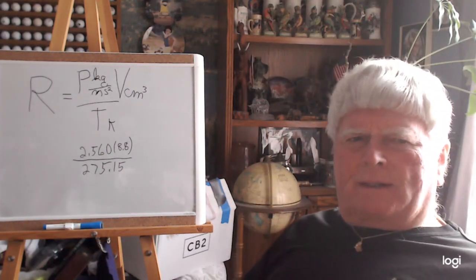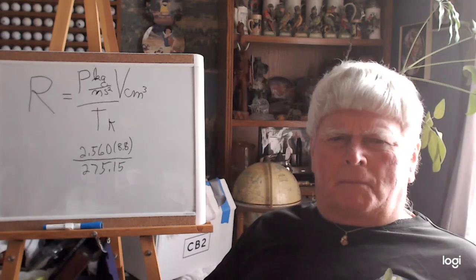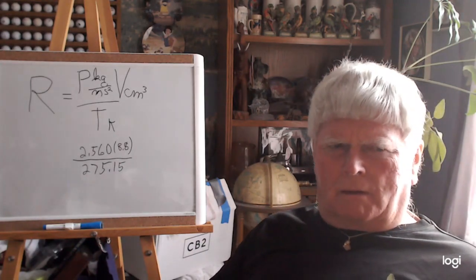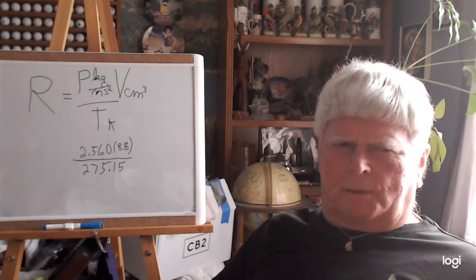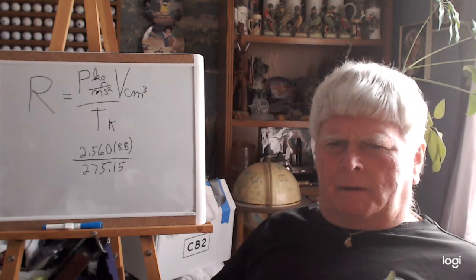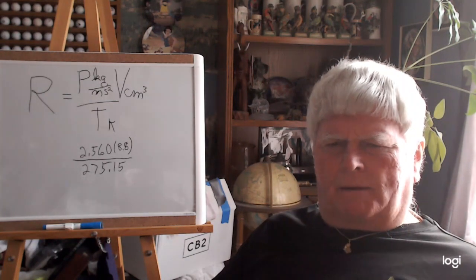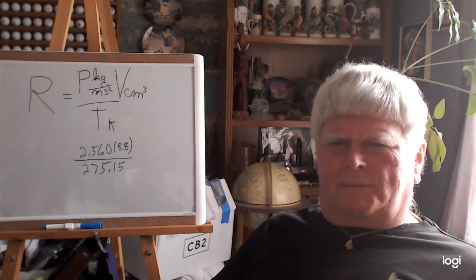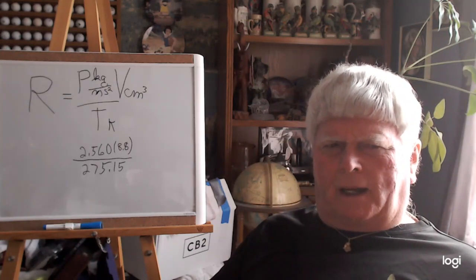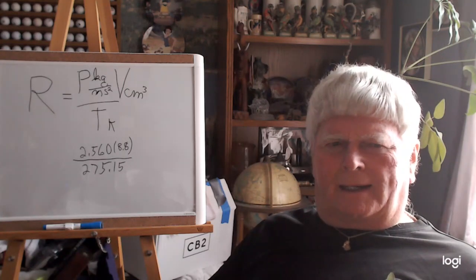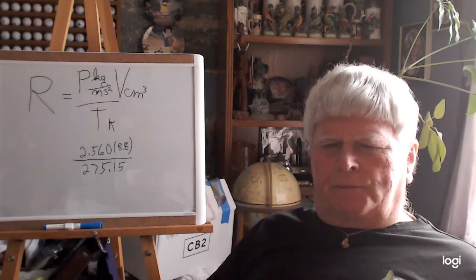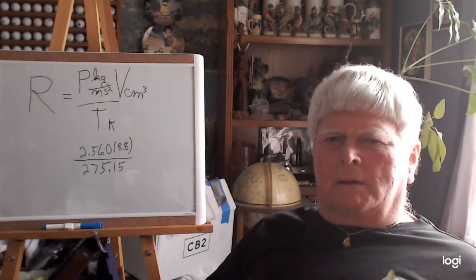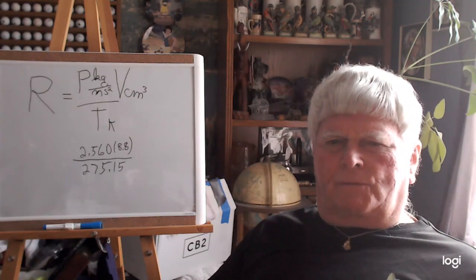It's 2.560 kilograms per meter second squared. All right, that's the pressure. The volume is 8.8 cubic centimeters, and the temperature is 275.15 Kelvin. When you grind all that out, realize that the significant figures in the answer is going to be dictated by the least number of digits provided in the problem, which is the 8.8. Now, if you can remember that up front, this will keep you out of trouble with significant figures.